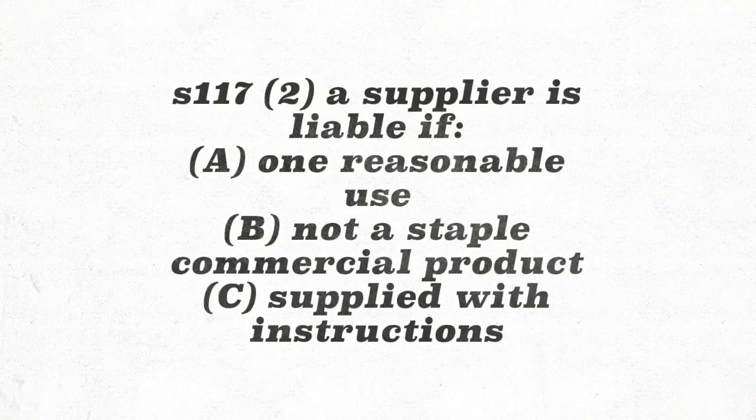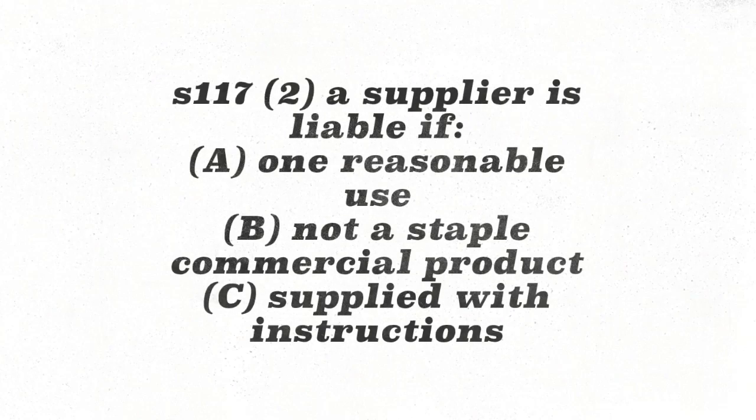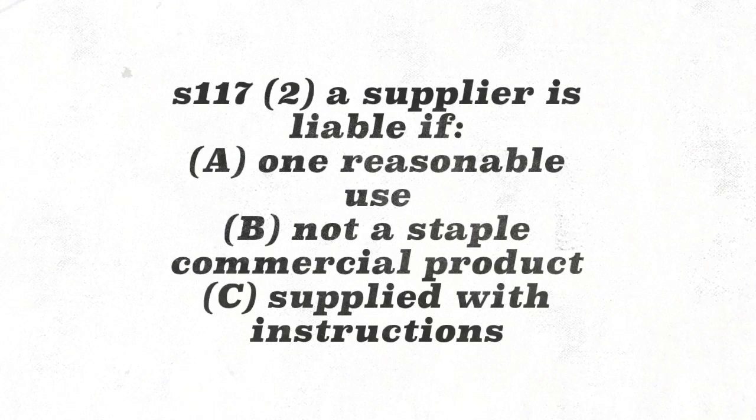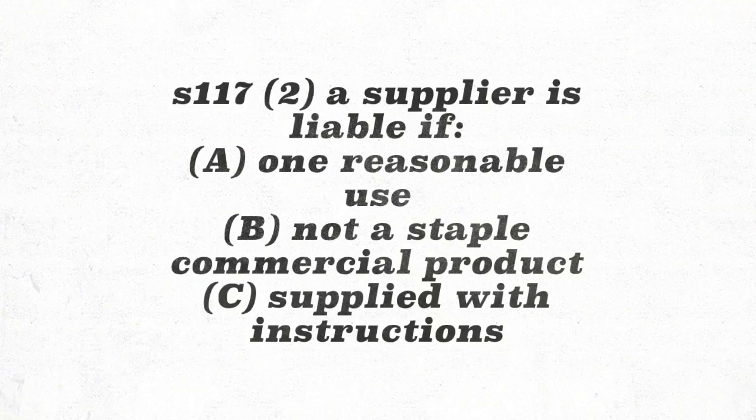The supplier of a product will be liable if A. The product is capable of only one reasonable use, being the infringing use, or B. The product is not a staple commercial product and the supplier had reason to believe that the recipient would put the product to an infringing use, or C. The product is supplied together with the instructions to use the product in an infringing manner.